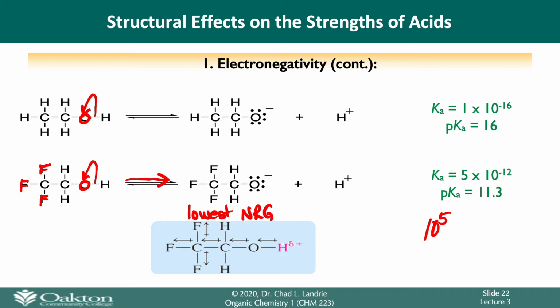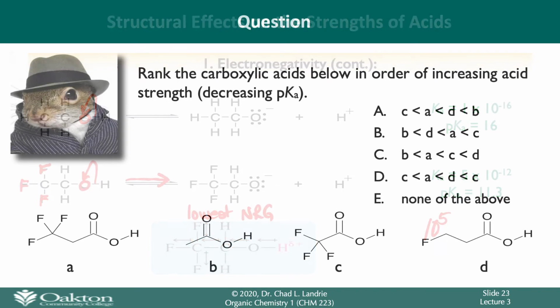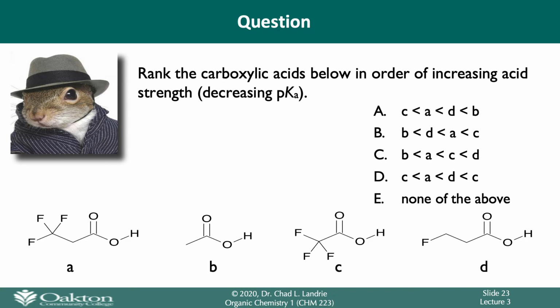All right, take a minute to think about this problem. Go ahead and pause the video and see if you can rank these 4 acids in order of acid strength, from least acidic to most acidic. I'll give you a couple hints before you consider the answer. In all of these cases, the atom that's losing the hydrogen is the oxygen right here. And so the atom is the same in all 4 cases.